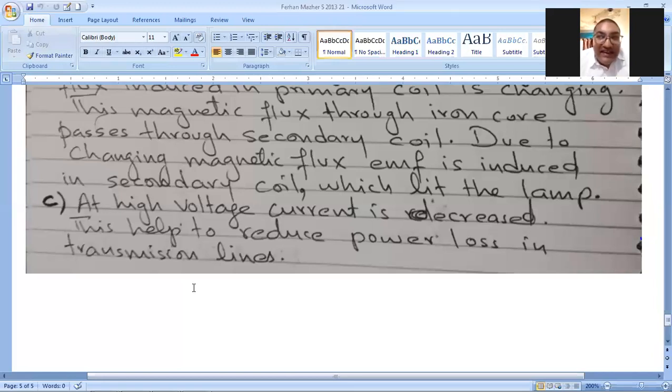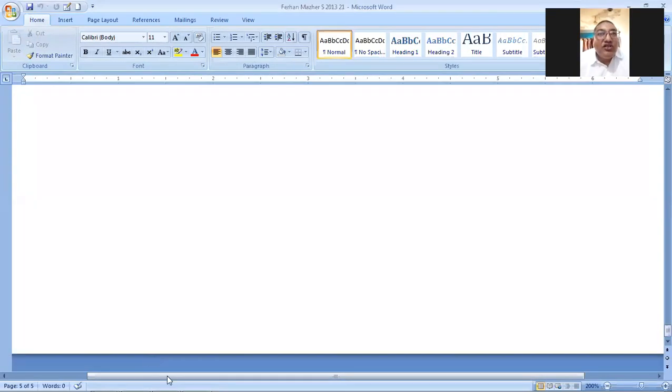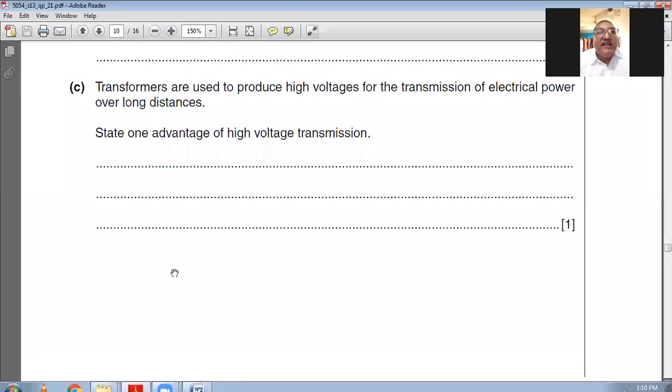Whenever you increase the voltage with the help of a step-up transformer, the amount of current in the secondary coil is always less than in the primary coil. So voltage goes up and the current goes down, and we know the formula of the power loss is equal to I squared R. So if the I value goes down, the power loss value will also go down. So we increase the voltage to reduce the power loss in the transmission lines. So we are done with question number 8.